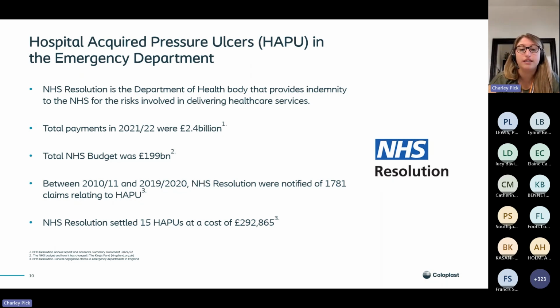So between 2010 and 11 and 2019 and 2020, the NHS resolution were notified of nearly 1,800 claims relating to hospital-acquired pressure ulcers. And of those, the NHS resolution settled just 15 of those at a cost of £300,000. So that's just 15 that they've settled. Imagine how much money that's going to cost if they settle all 1,781 of those claims. It's going to be a phenomenal amount of money.